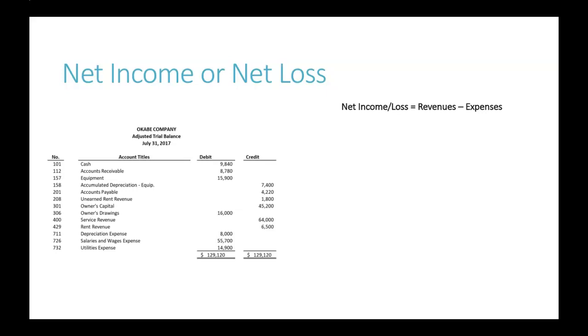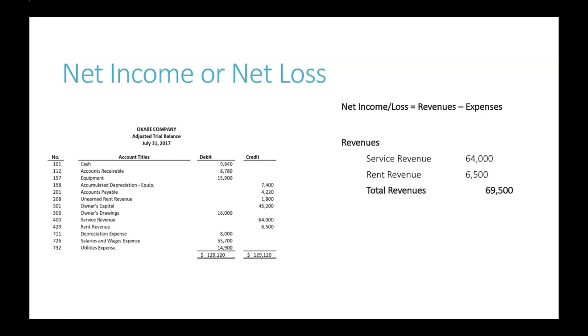So we need to go through this trial balance to figure out our total revenues. Well, on this trial balance, we had a service revenue of $64,000 and a rent revenue of $6,500. So we had those 2 revenue accounts, $64,000 in service revenue, $6,500 in rent revenue. So our total revenues will be $69,500. So we'll keep that in mind for when we figure out our net income or loss.